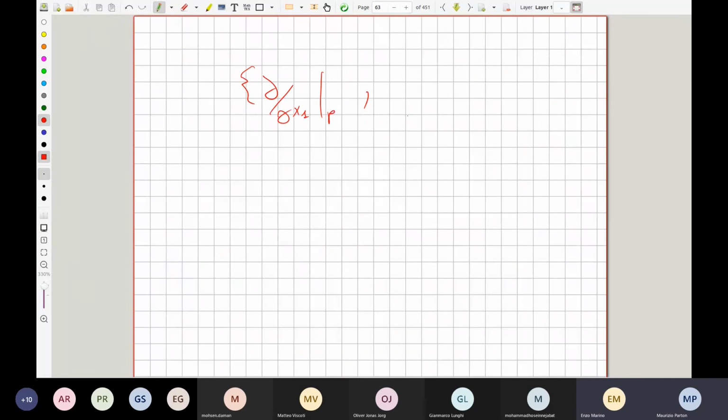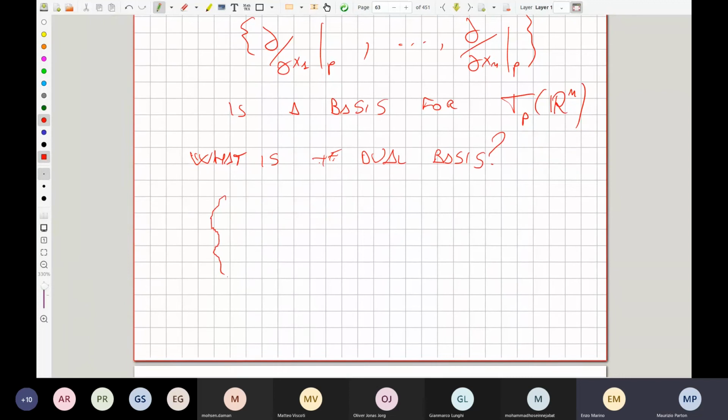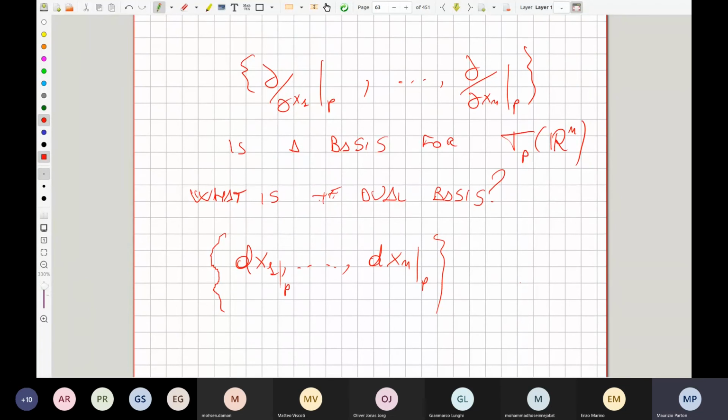To Rn at that point. What is the dual basis? Just to make you understand that everything just fits, it just works. What is the dual basis? What do you think would be? The differential forms, the dx1 with the others. The dx1, yeah. The dxn, exactly. Of course, at the point P.